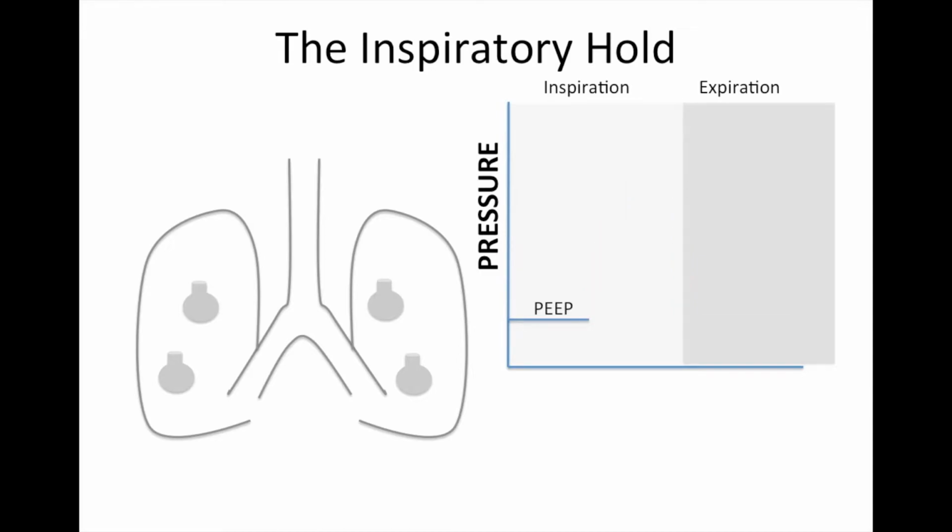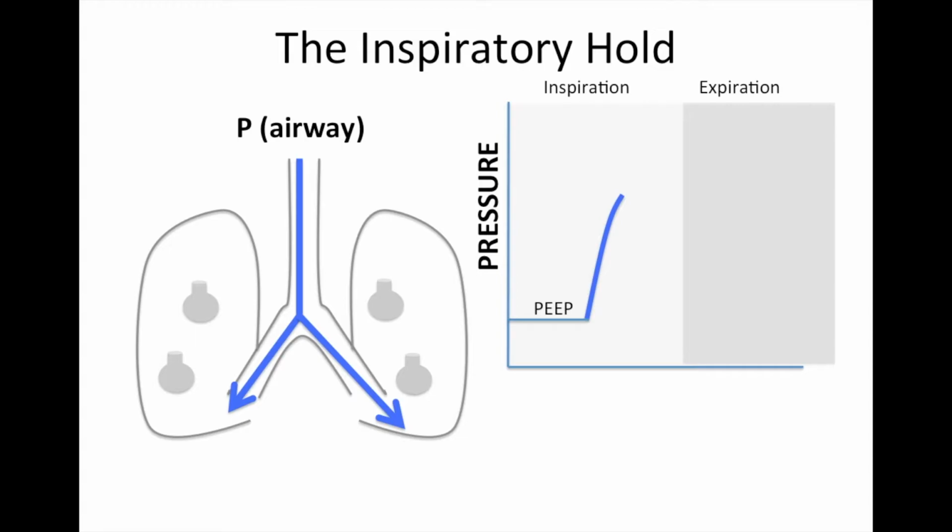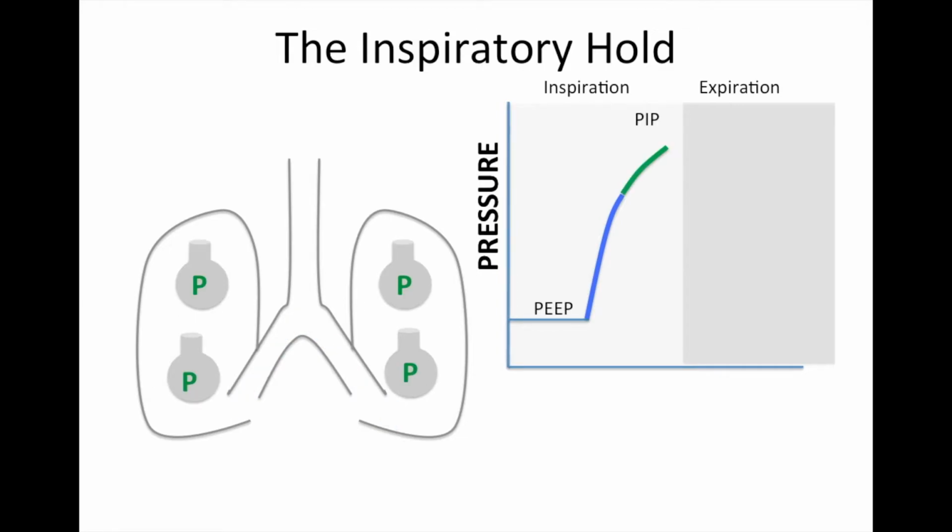It's literally a button on the vent and is equivalent to holding your breath after inhalation and measuring pressures. Let's see what happens. We start off the same. Inspiration starts when we give enough pressure to overcome airway resistance. Then we give enough pressure to inflate the alveoli so that we reach PIP.